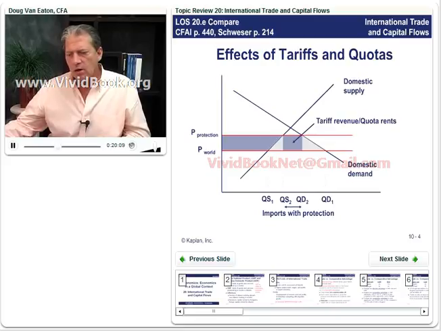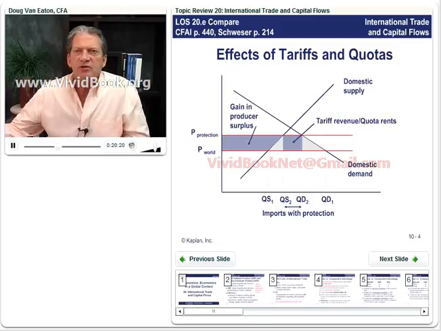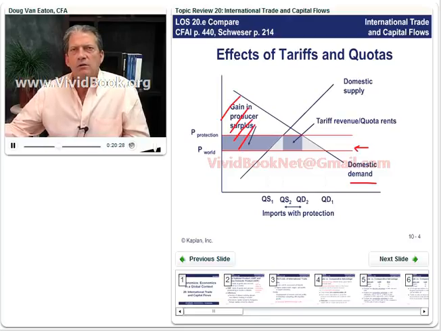Now, overall, we can see the effect on the domestic economy as well. Here's domestic demand. We've got all this consumer surplus, right? So let's start out at the world price. This is all consumer surplus. Well, look what consumer surplus is afterwards. Okay? We've got the new price, and we've got that. So we can see what the lost consumer surplus is all the way down here.